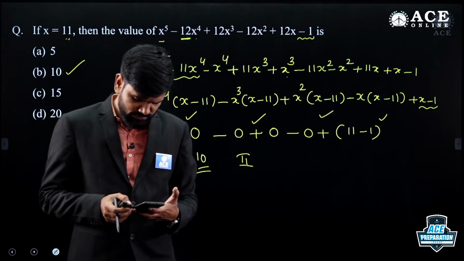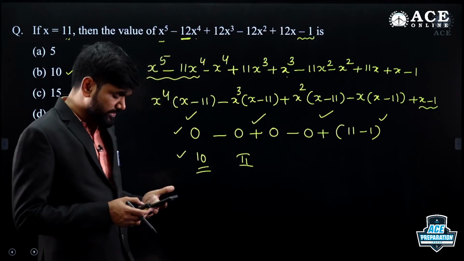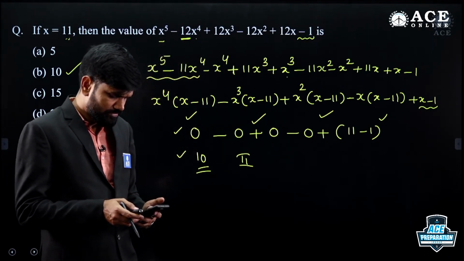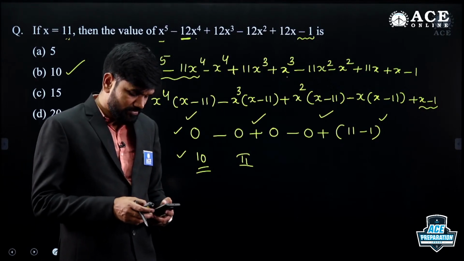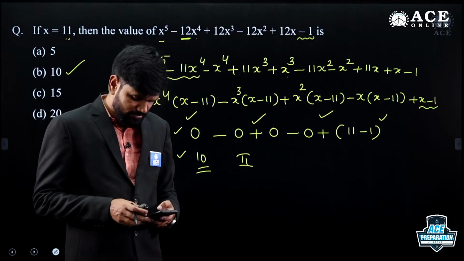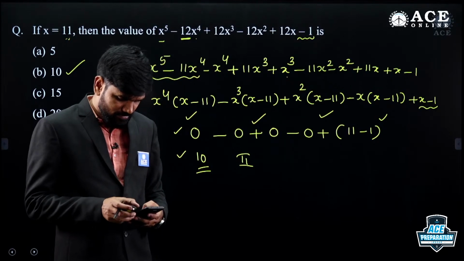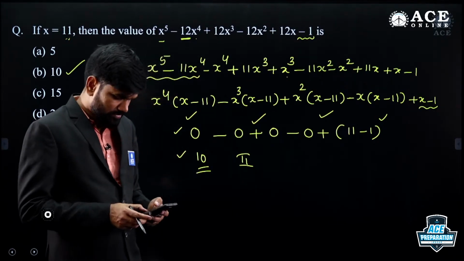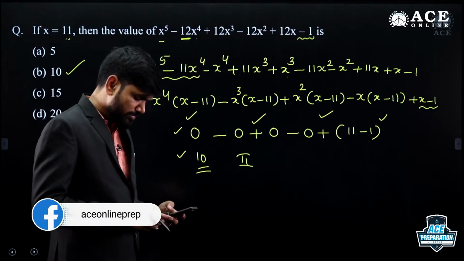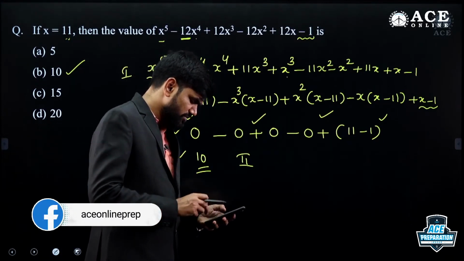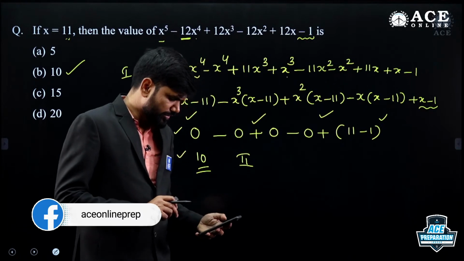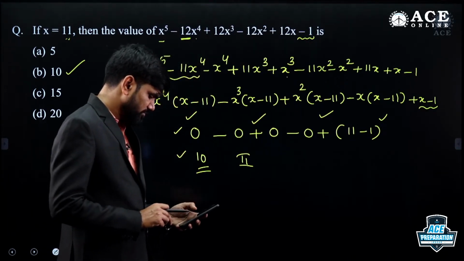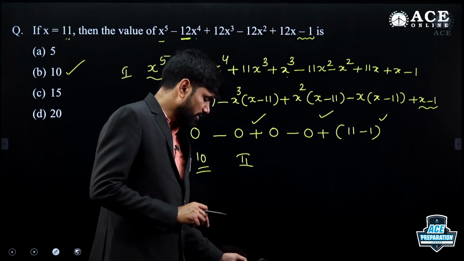10, 10. 2 people have given it as 10. That's perfect. That's right. No doubt? Okay. Can I move on?